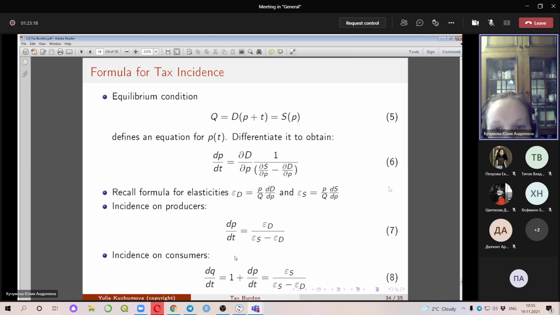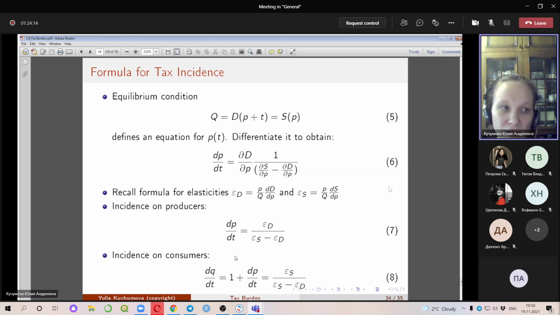It's usually more convenient to use this formula if we rewrite it using elasticity. For that, recall the elasticity of demand, which we already used today, and the elasticity of supply, which is similar. Then derive the derivative of demand with respect to price from the elasticity of demand, and the derivative of supply with respect to price from the elasticity of supply, plug them back into formula 6, and you will obtain the incidence on the producer. This is how much the price would change as a result of the introduction of the tax.